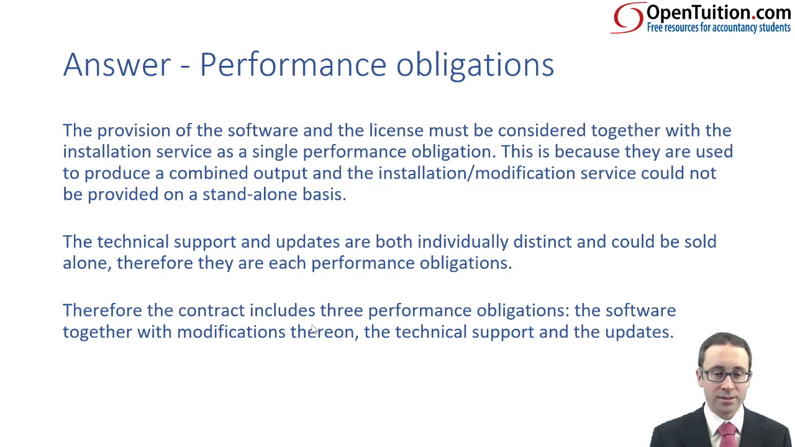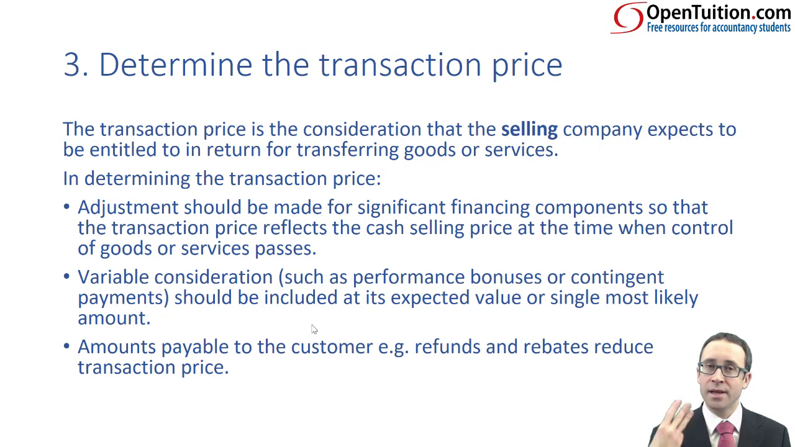Okay, excellent. Step 3. Remember, first step, contract. Second step, obligations. Third step, P, is to look at the price. Okay. So the transaction price is what we expect to receive for the goods and services combined.